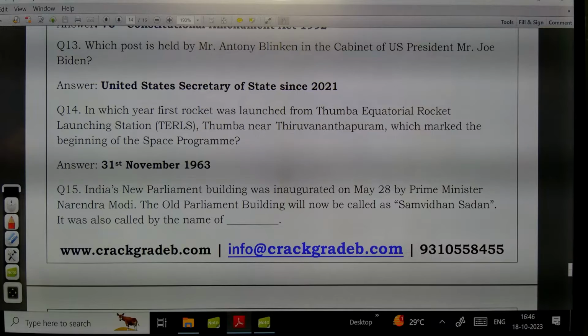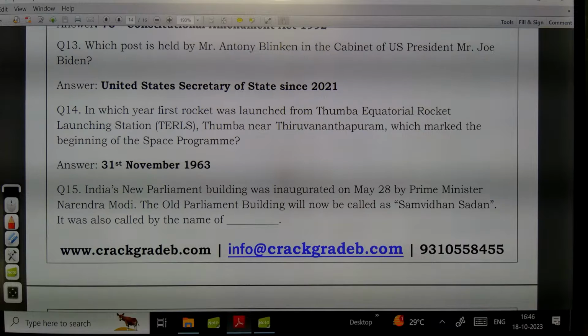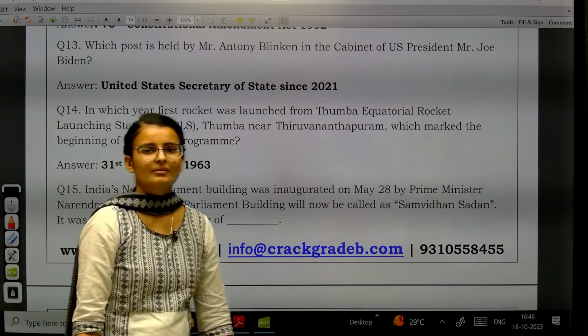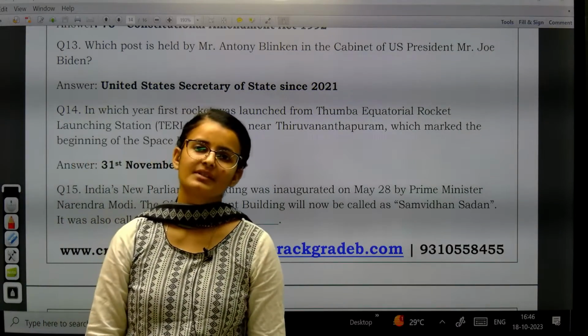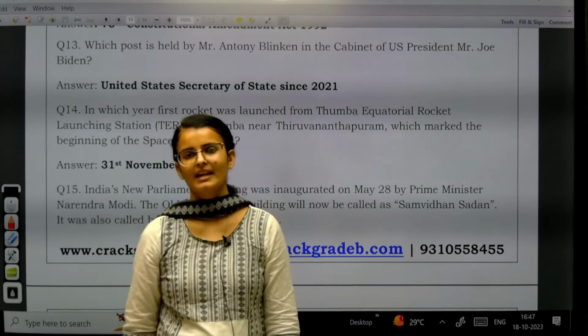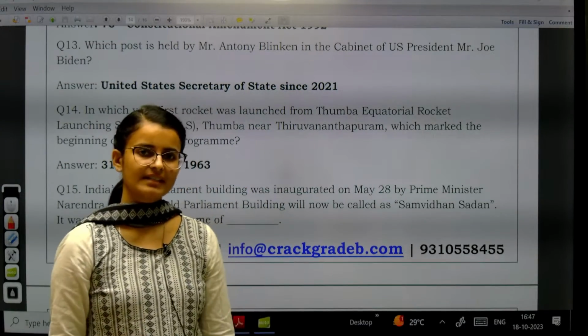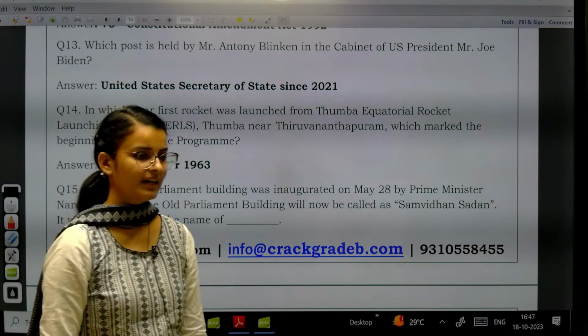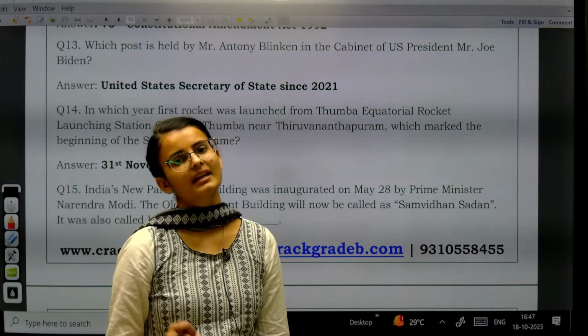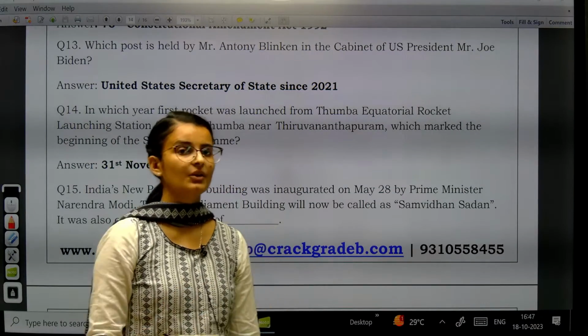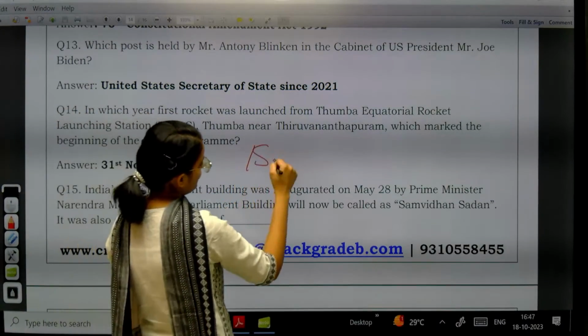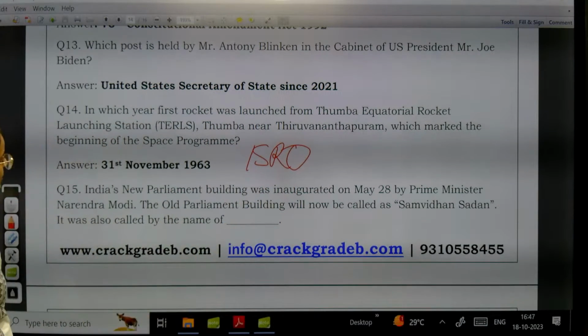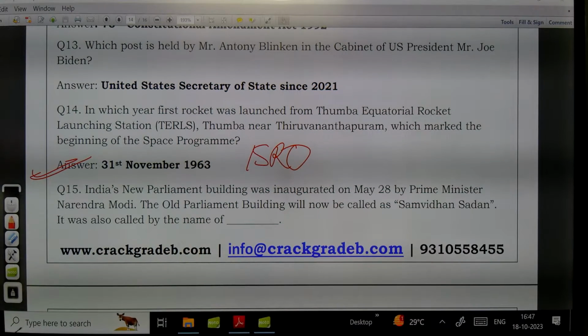In which year was the first rocket launched from Thumba Equatorial Rocket Launching Station near Thiruvananthapuram, which marked the beginning of the space program? Space organization ISRO was in the news, so they can ask anything. You cannot limit the question to only what was repeatedly in the news. They can ask a question from any area of that topic. They chose ISRO as it was in the news, but they asked a static question. So the first flight was on 21st November 1963. Okay.